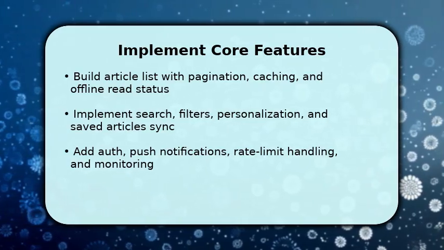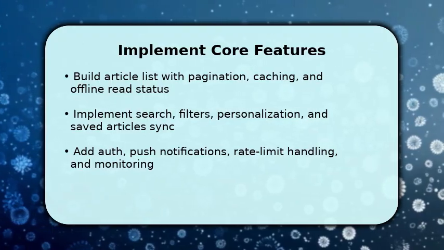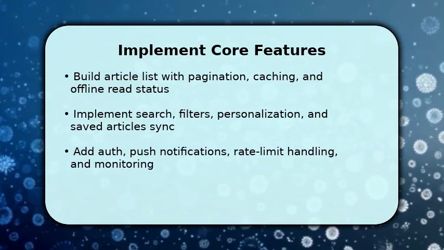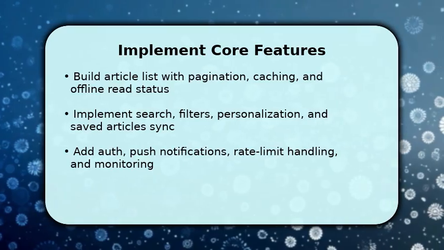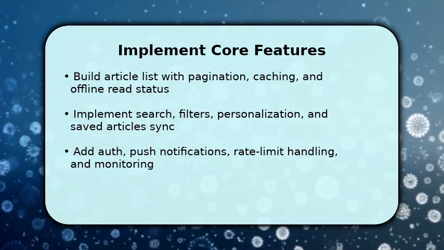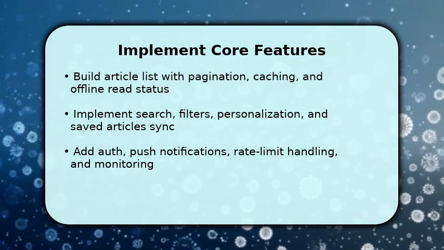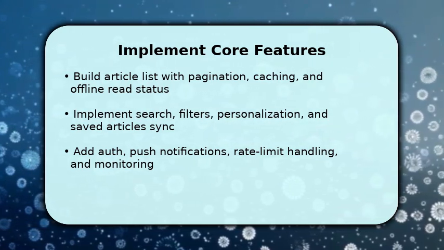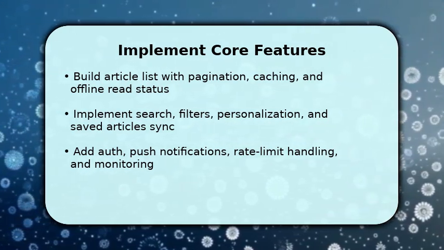Set up saved article sync across devices with authenticated user sessions. Next, wire push notifications for breaking news and implement server-side rate limit handling and logging. Throughout, add observability so you can spot slow endpoints and tune performance as usage grows.